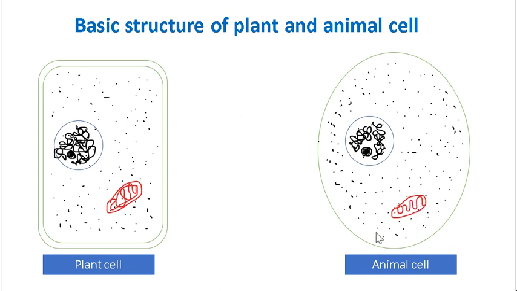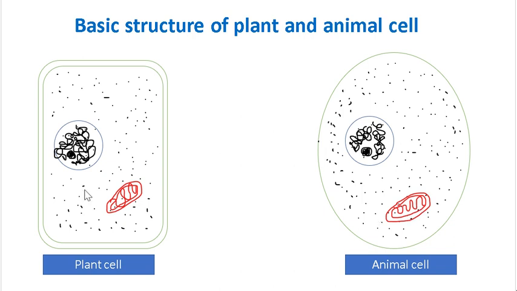Mitochondria. It is double walled. It has a double walled layer. If you observe, the inner wall is thrown into folds, and we call them cristae. So this folding of the inner wall is known as cristae, and they have their own DNA containing several genes.